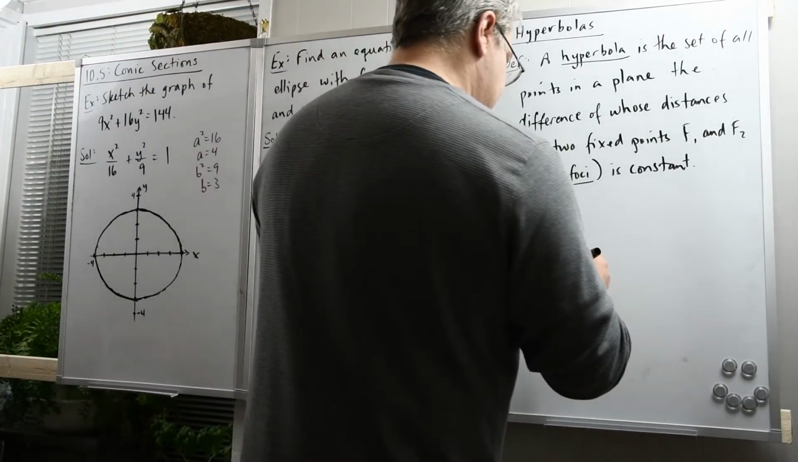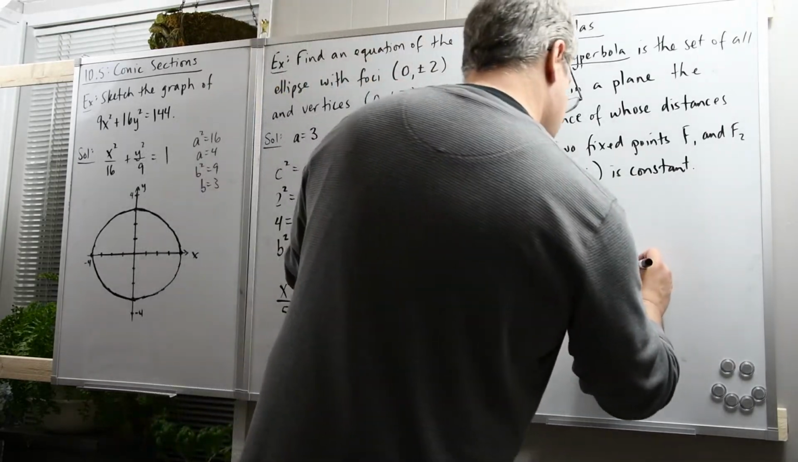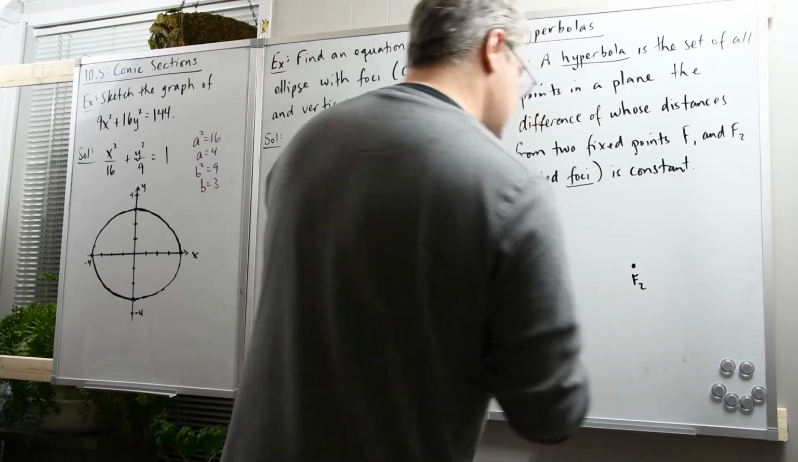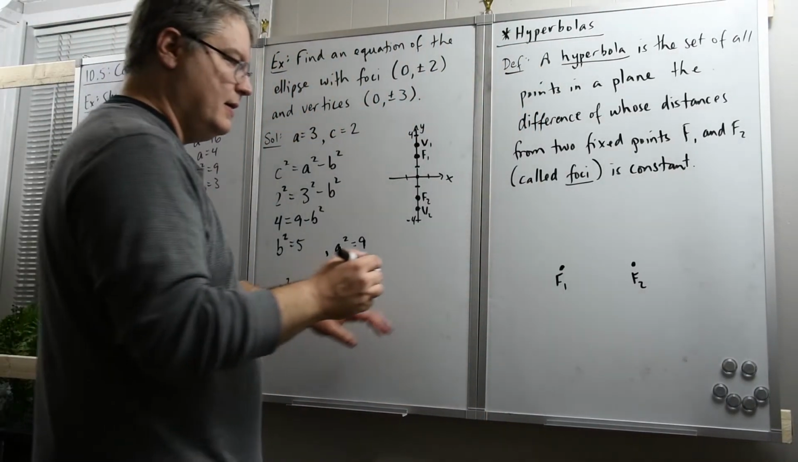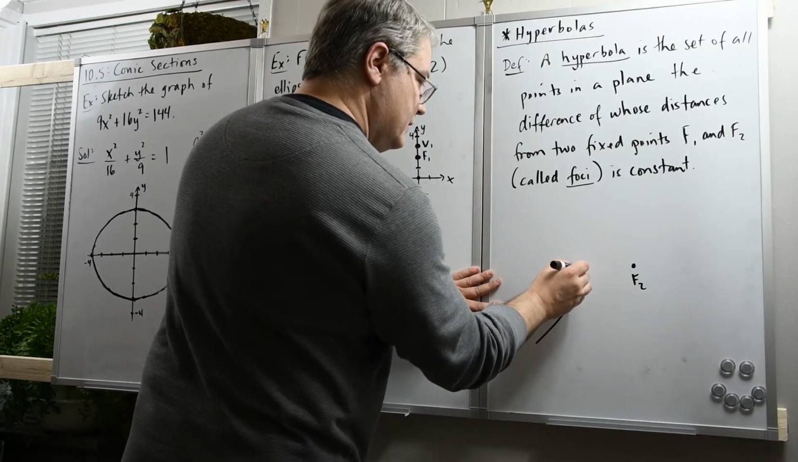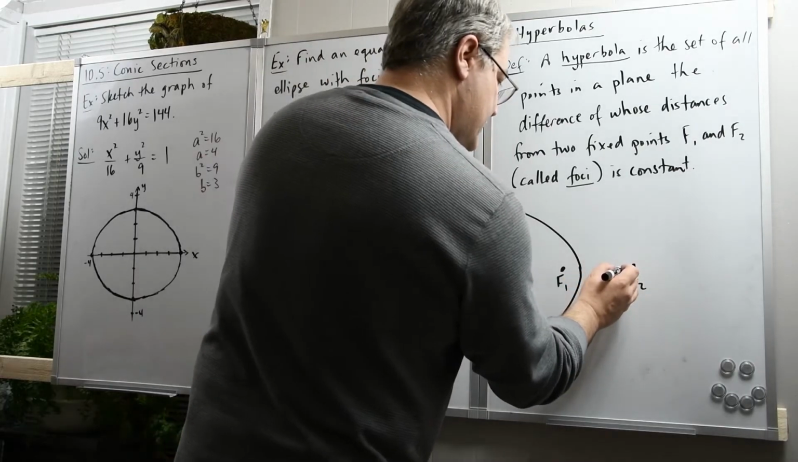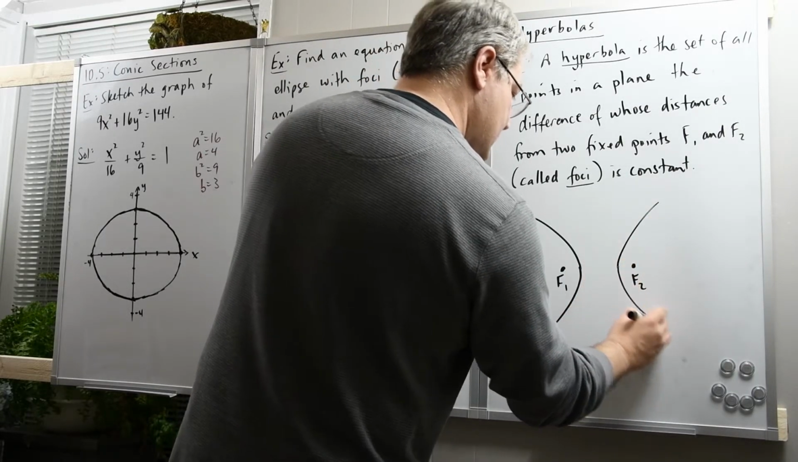And the way I'm going to draw this is, let's say we have focus F1 here and a focus F2 here. Now the way this is going to work is you're going to have one branch of the hyperbola, say it's going to be going this way, and the other branch of the hyperbola, let's say, is going to go this way.